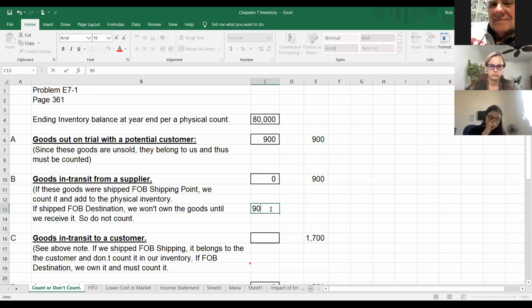Therefore, we would count that 900 if it was shipped under FOB destination. Understand it perhaps this way. We sell something FOB shipping point. As soon as that truck driver signs the bill of lading, he drives out of our campus.